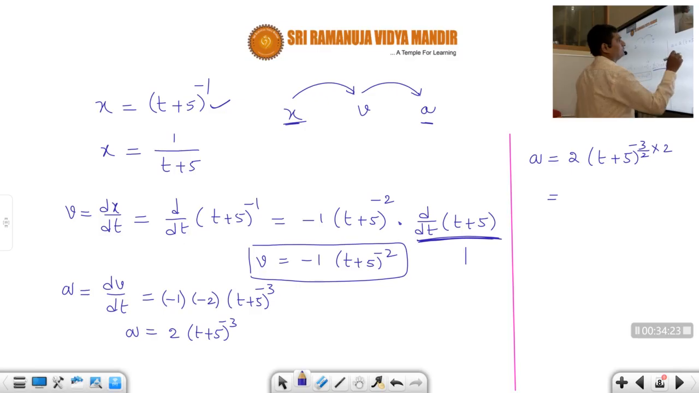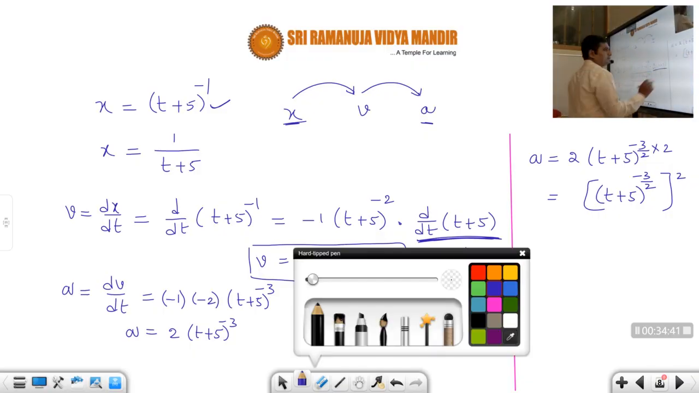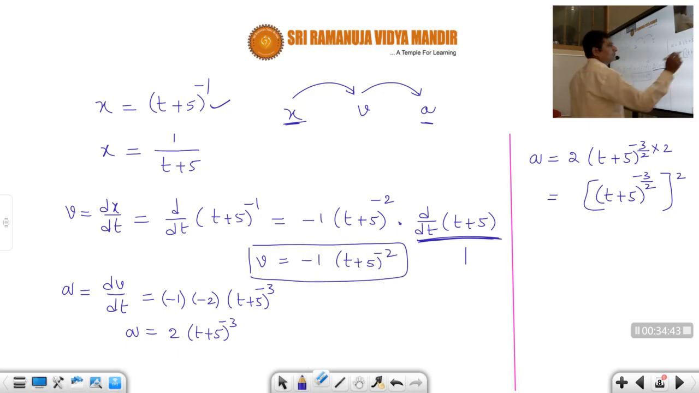Correct or not, students? So that will become how much? T plus 5 whole power minus 3 by 2, into whole square, correct or not? Okay. Are you able to understand, students? I divided and multiplied by 2, such that I can write it as this one.